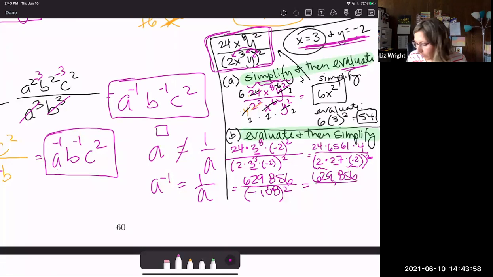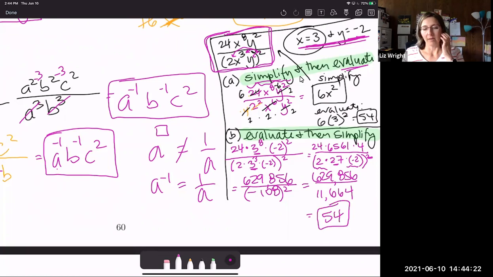So then you're squaring it, which gives me 629,856 divided by 11,664. Oh my goodness. I've got to plug this back in. 629,856 divided by 11,664. And I'm getting, guess what? 54. The same exact thing as we should get.